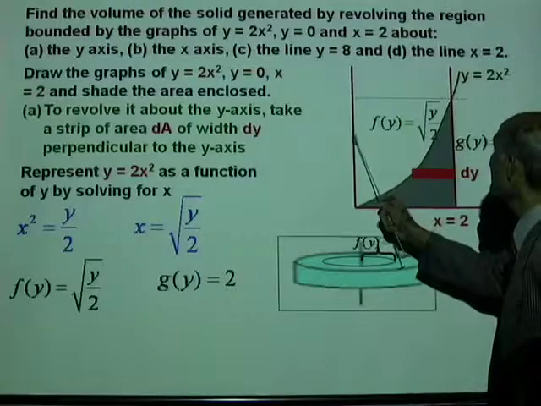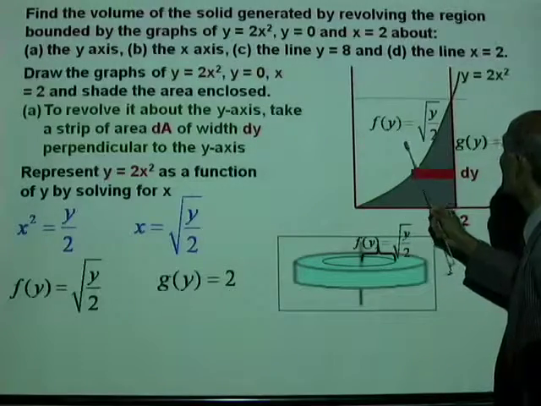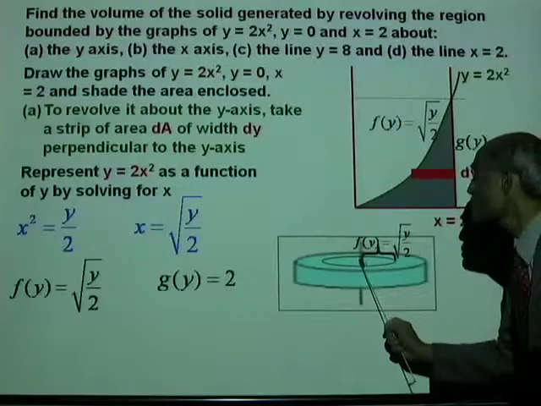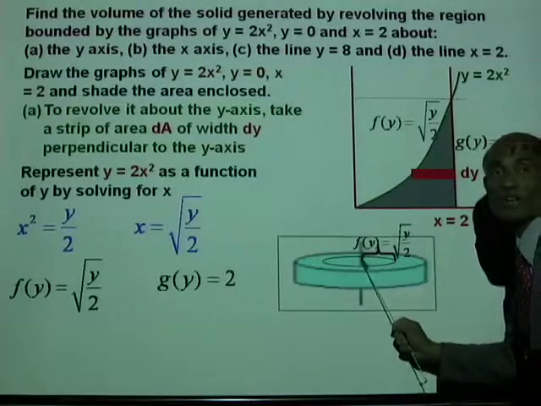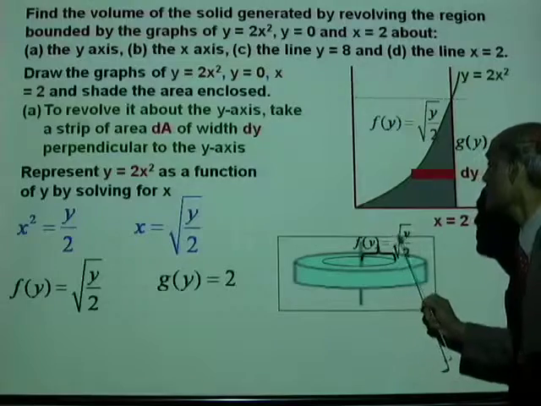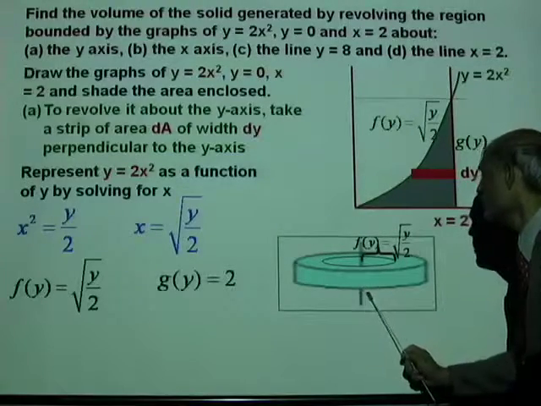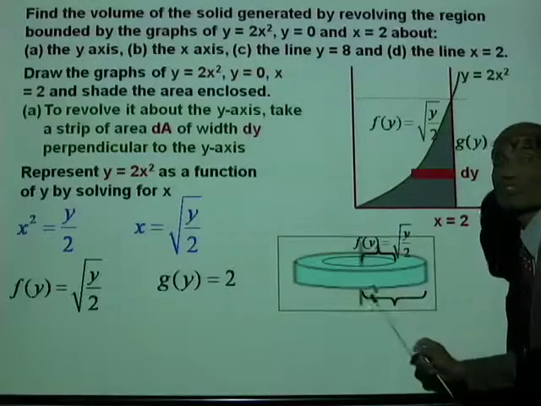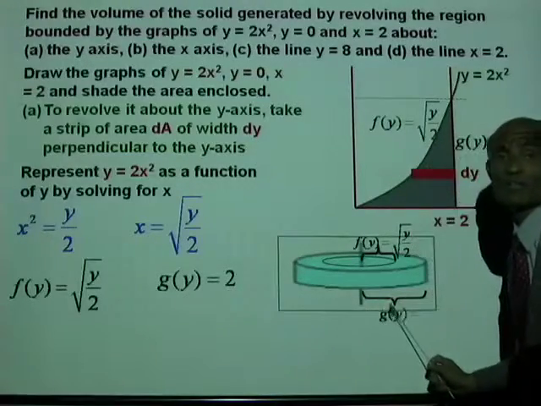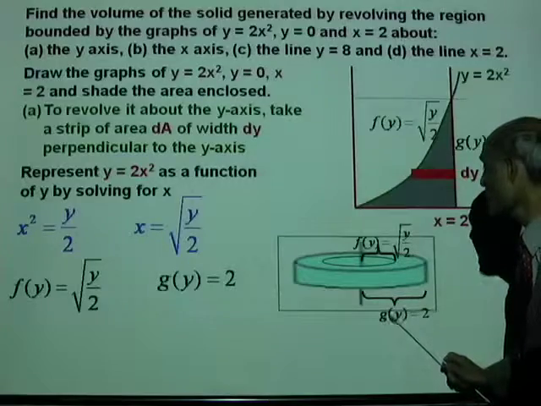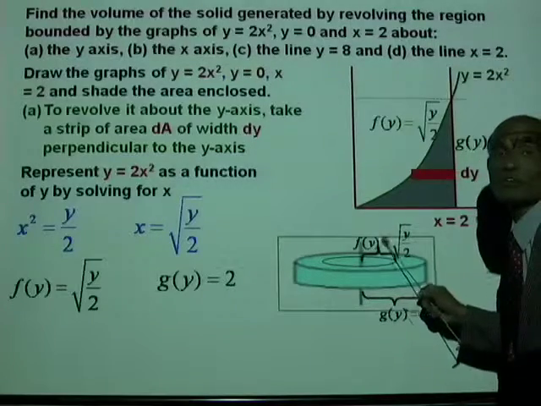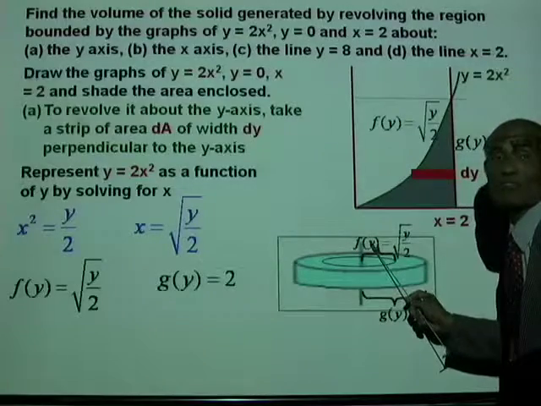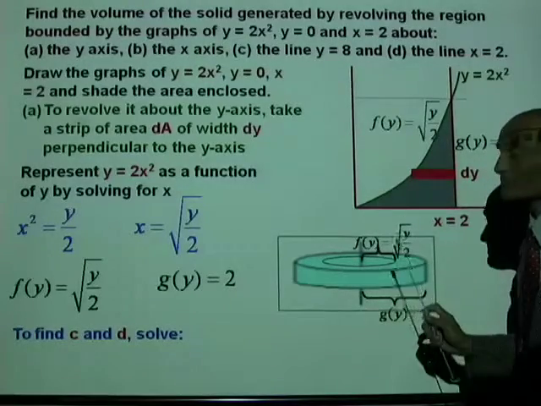So f of y, in other words, f of y equal to square root y over 2, is actually the radius of the hole. That is this radius. f of y equal to square root y over 2. And what is the outer radius? The outer radius is g of y equal to 2. So we have the outer radius and the inner radius, the uppercase R, and this is the lowercase r.